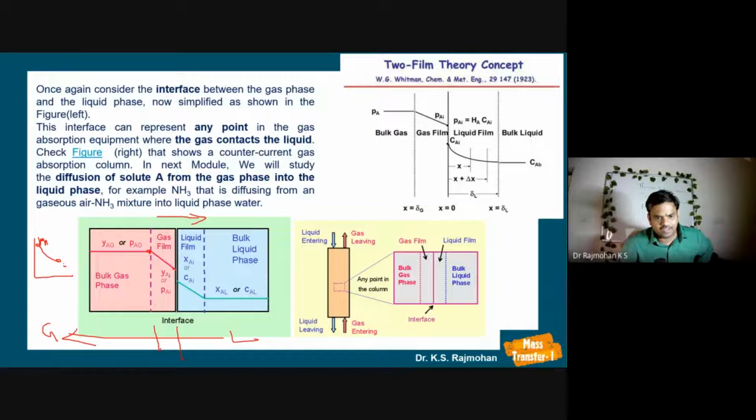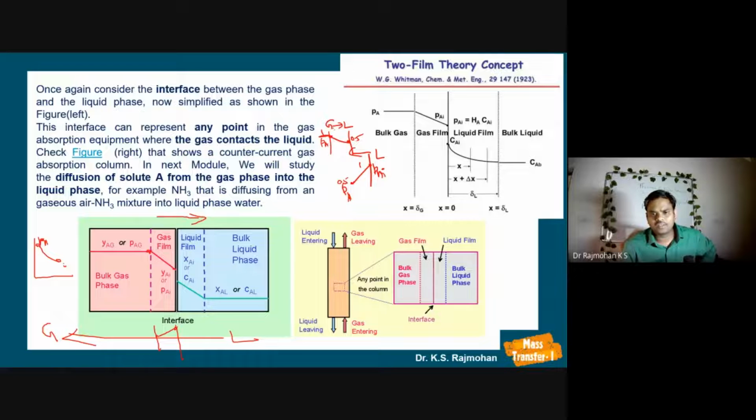In that case, here is the higher concentration and here is the lower concentration. If the mass transfer is taking place from liquid to gas, then PaI at the interface is the higher value and Pa in the bulk is the lower value. Say, for example, it is 1 kg mole going to 0.5 kg mole. But if the mass transfer is from gas to liquid, then in the bulk the concentration of A is higher and at the interface it is lower. Let it be 1, and let it be 0.5 kg mole.